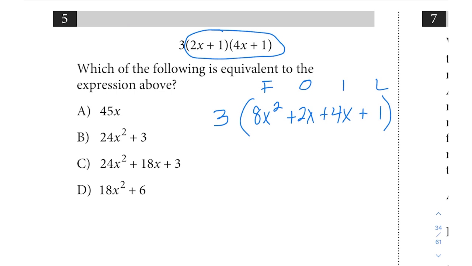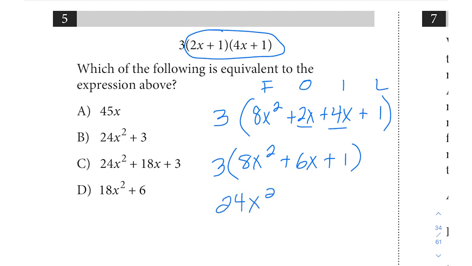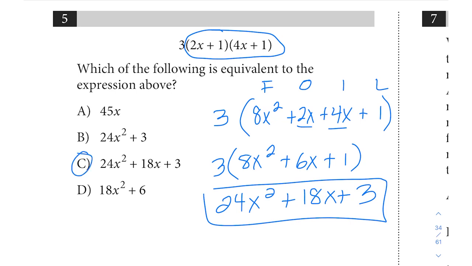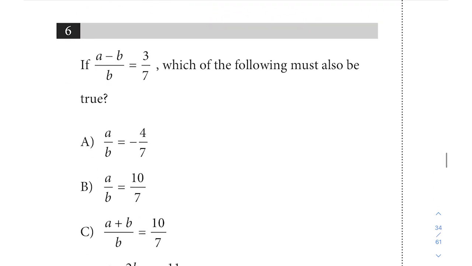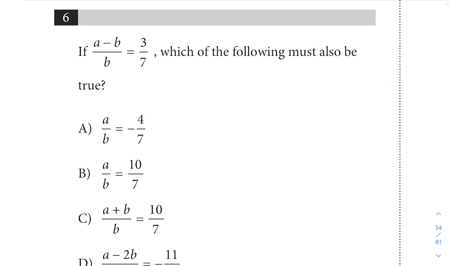Remember, we have this, but we haven't lost our 3 out front, so don't forget to transfer that into the next step of the question. So here we're going to have 3 times, if we combine like terms, the 2x and the 4x, we can rewrite this as 8x squared plus 6x plus 1. And now we can distribute in our 3 to each term. That would give us 24x squared plus 18x plus 3, and that matches answer choice C here on number 5.